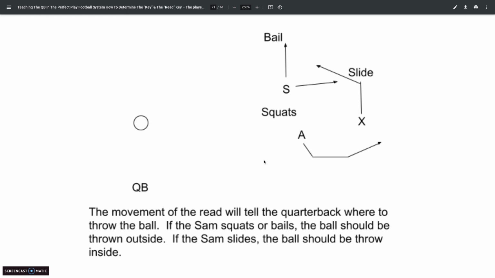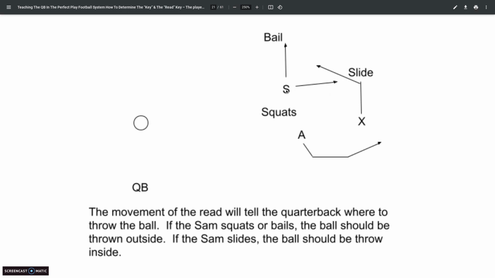So what does the quarterback do? Well, if the Sam squats, meaning he stays there, or if he bails and gets vertical, in other words, if he stays inside. So with two of these movements, the Sam is staying inside. He's staying around his original alignment, or he's getting vertical. Either one of those, we want to throw the ball outside.